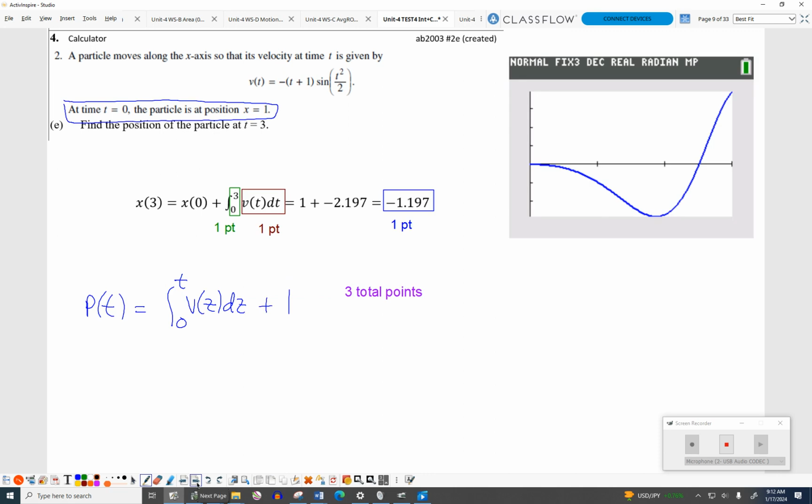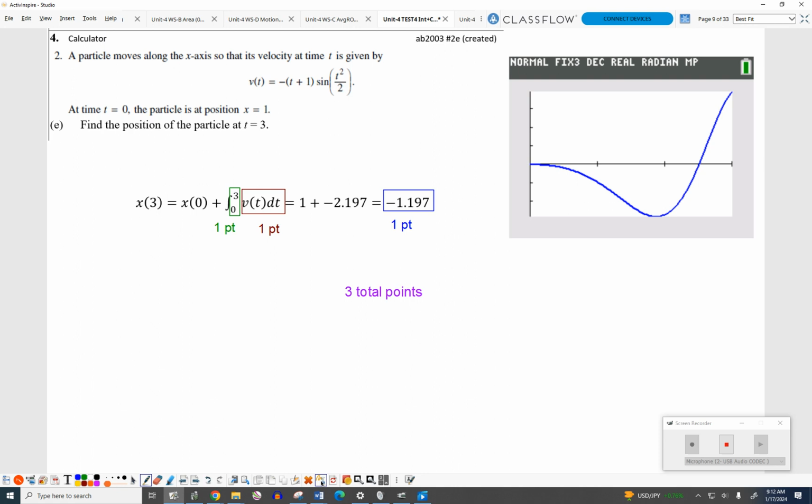So this is finding your position, and sure enough, we have got to include in our computation, we must account for where the object was at time 0. So this one is 3 more points. Once again, you get 3 points for the right limits, 1 point for knowing that you're supposed to integrate just velocity, not absolute value of velocity, and 1 point for the correct decimal result, correct to 3 decimals.